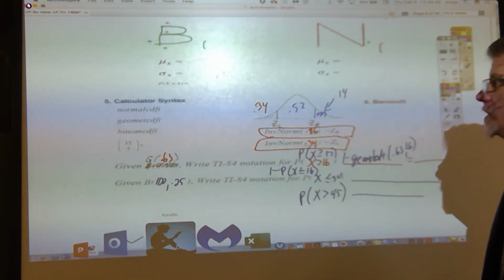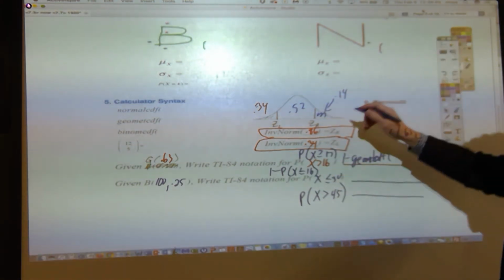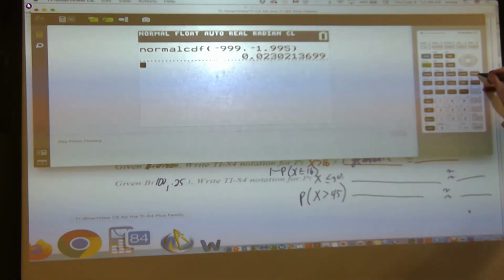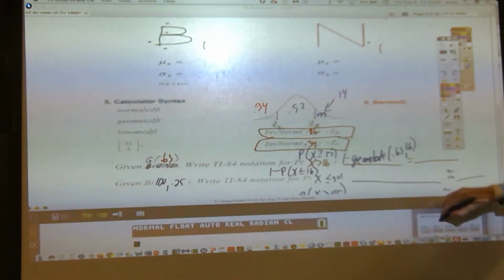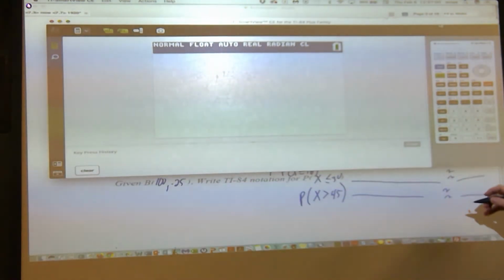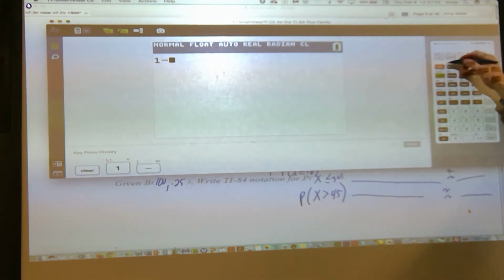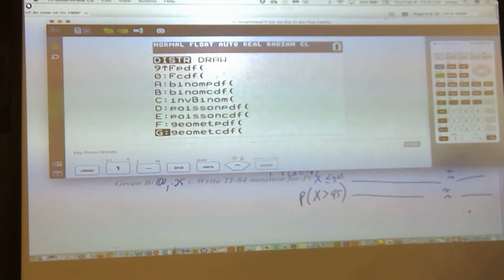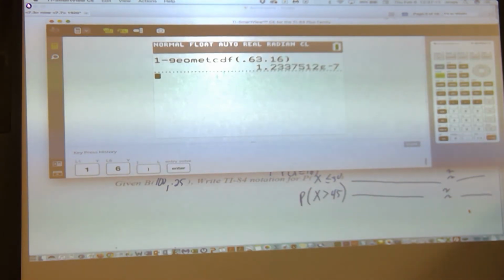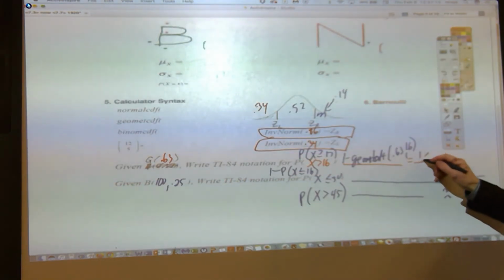So 1 minus geometcdf of 0.63, comma 16. I hope you typed in 1 minus geometcdf of 0.63, comma 16. There it is. Now, by the way, 1.2337 times 10 to the negative 7th.